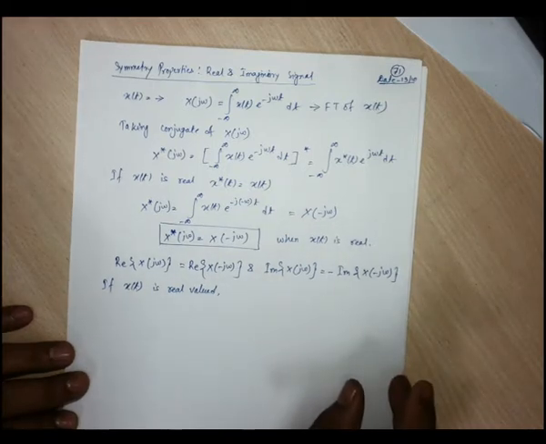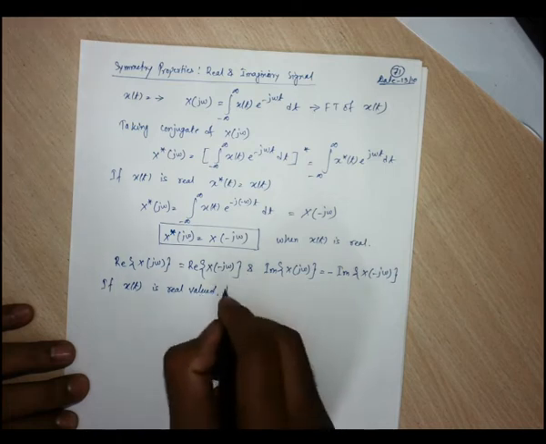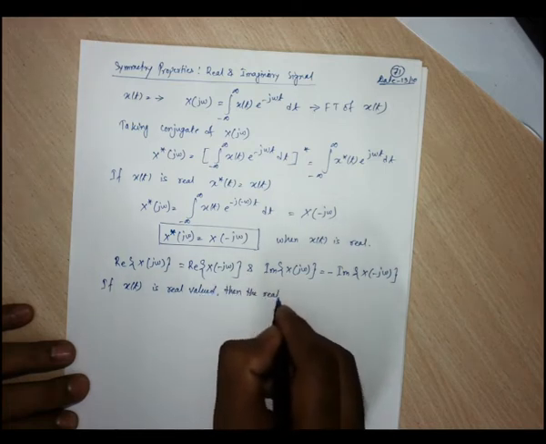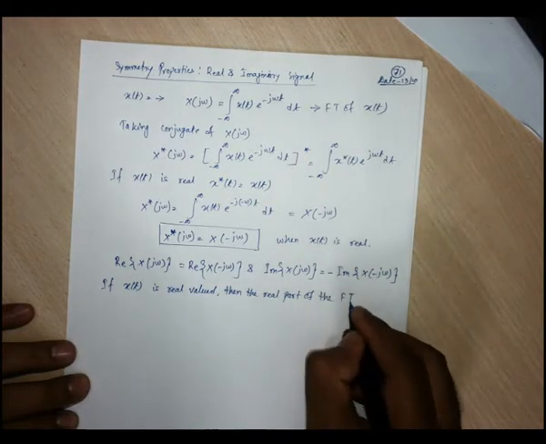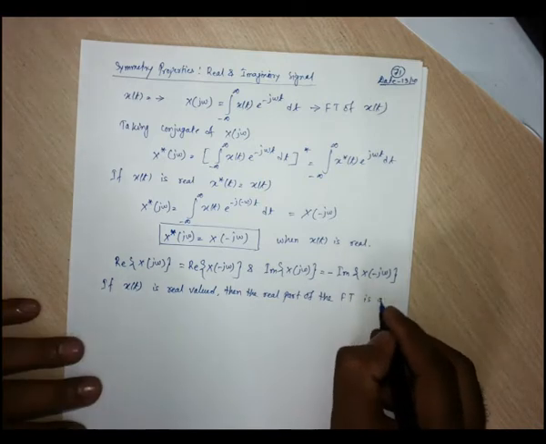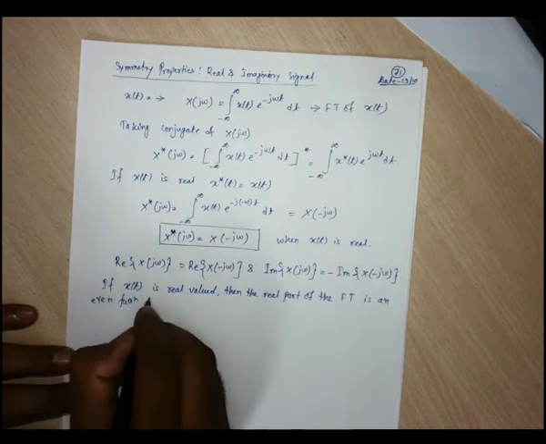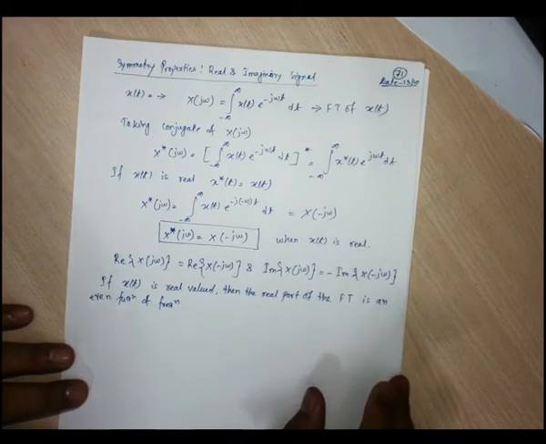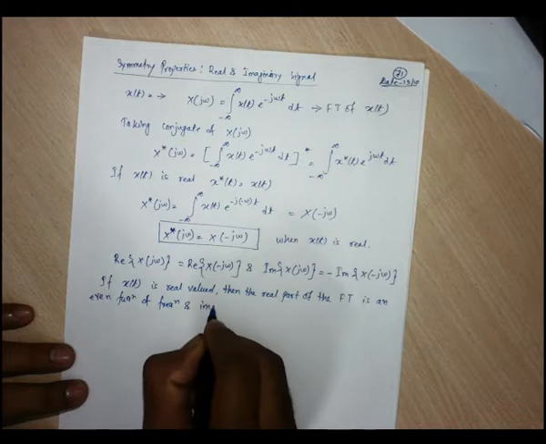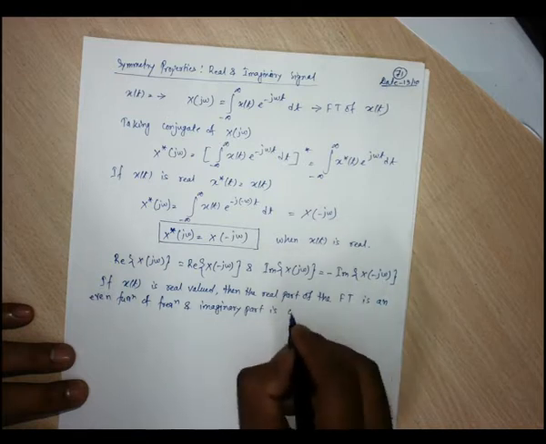then the real part of the transform, that is this Fourier transform, is an even function of frequency. Just try to understand. The real part of the Fourier transform is an even function of frequency, and the imaginary part is an odd function of frequency.